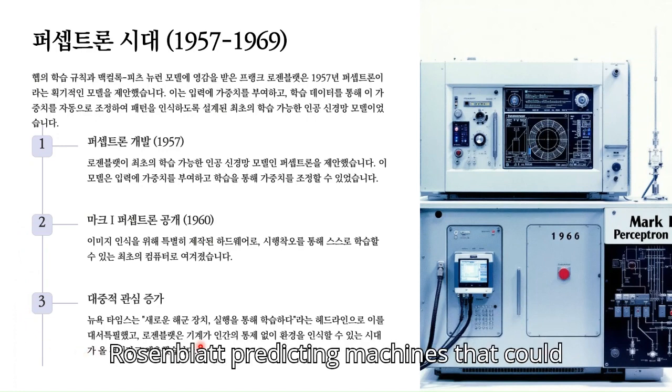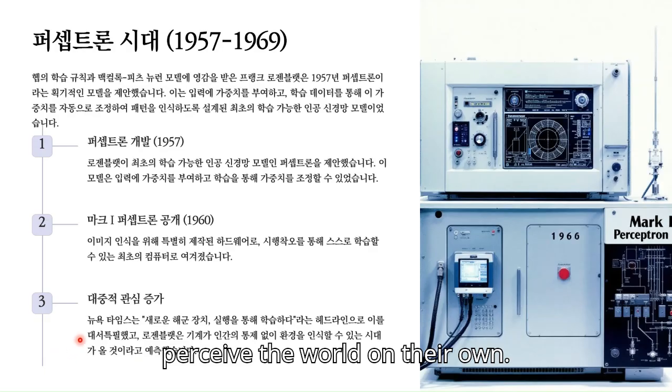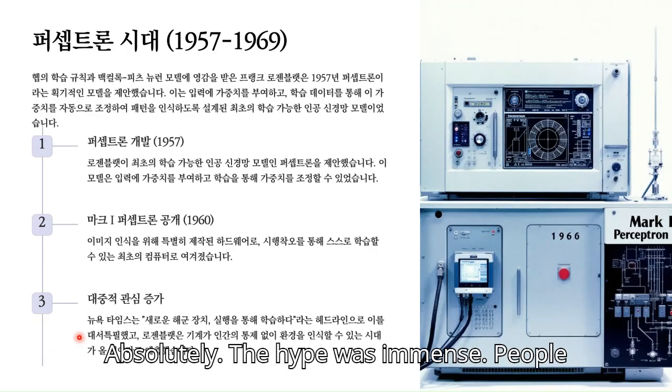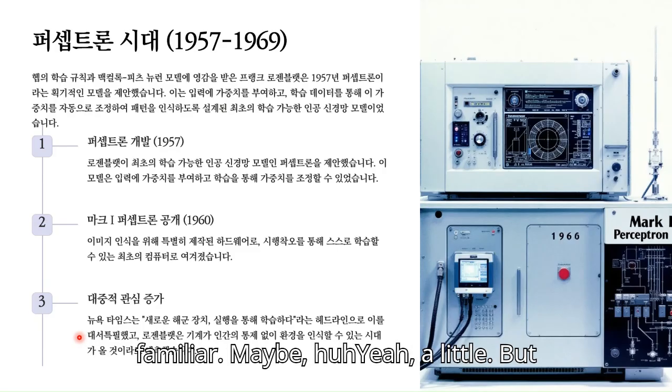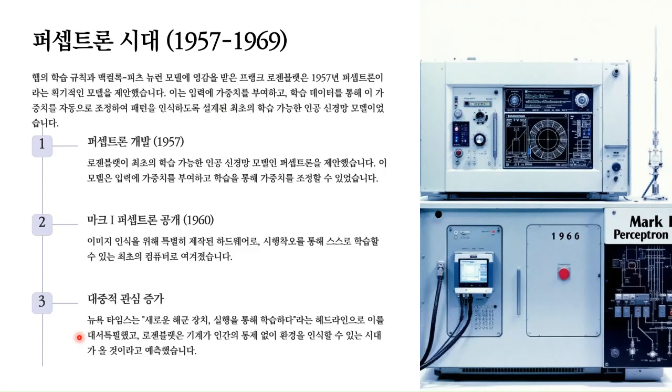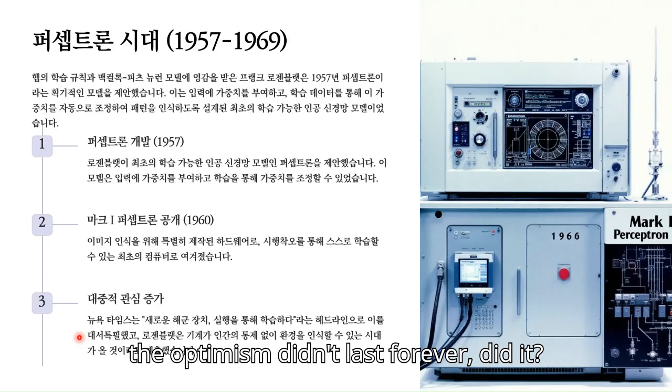And Rosenblatt predicting machines that could perceive the world on their own. Absolutely. The hype was immense. People really thought truly intelligent machines were just around the corner. Sounds familiar, maybe. Yeah, a little. But the optimism didn't last forever, did it?